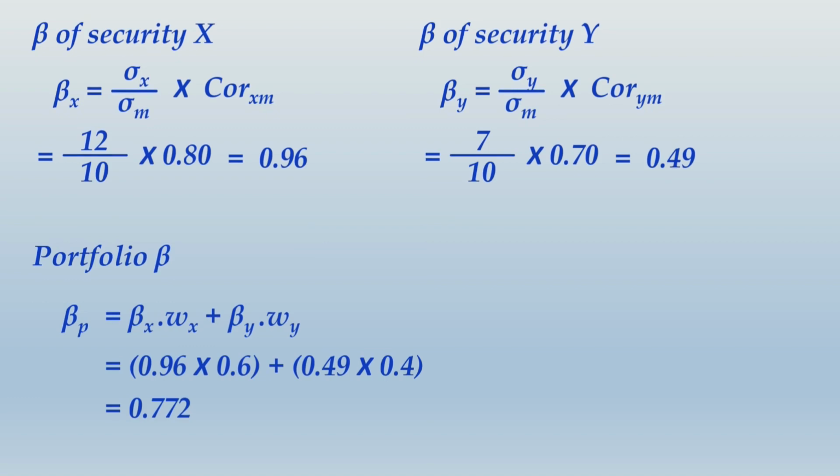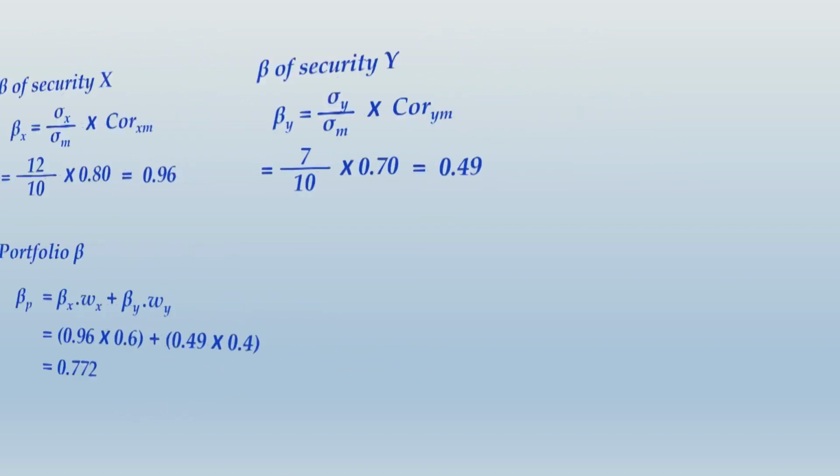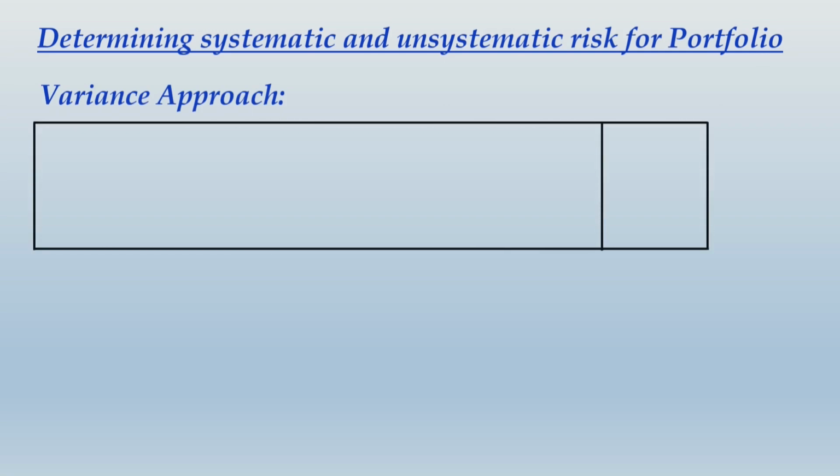Alright friends, once you have completed writing this much, let us move ahead, and now what we do is we determine the systematic and unsystematic risk for the portfolio. Because the question did not mention any approach, we will always prefer the variance approach, and as per this approach the total risk will be the variance of the portfolio, that is 95.968.